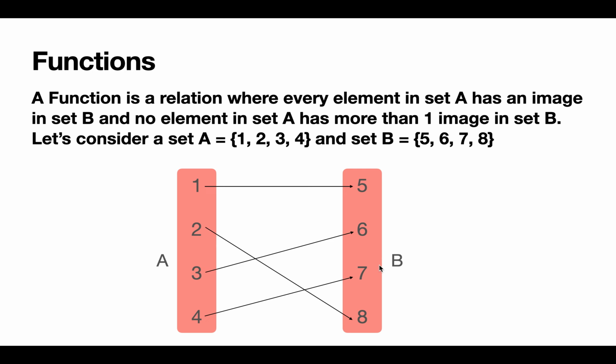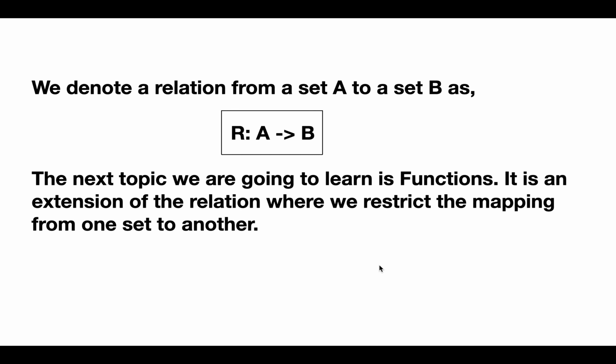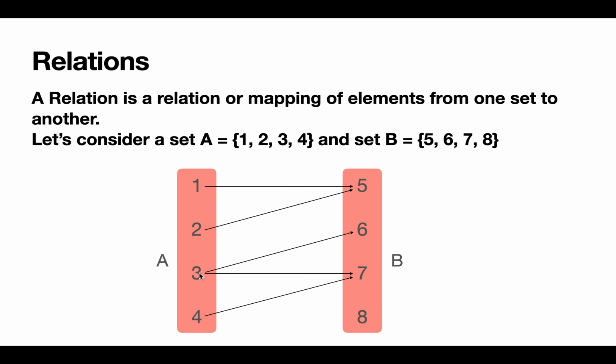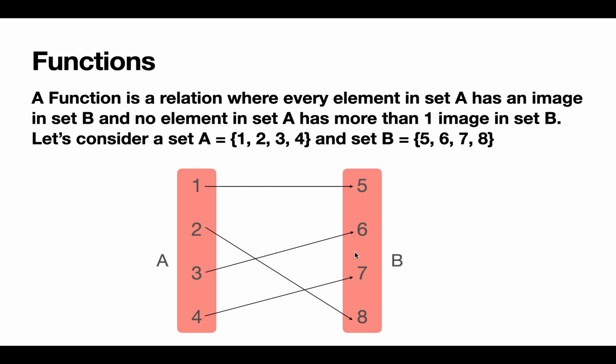From the last relation you can see that 3 here is related to 6 and 3 here is related to 7. A relation doesn't restrict it from relating to more than one. But in a function we restrict it. Every element in set A can only have one image in set B, as well as every element in A should have an image in set B.